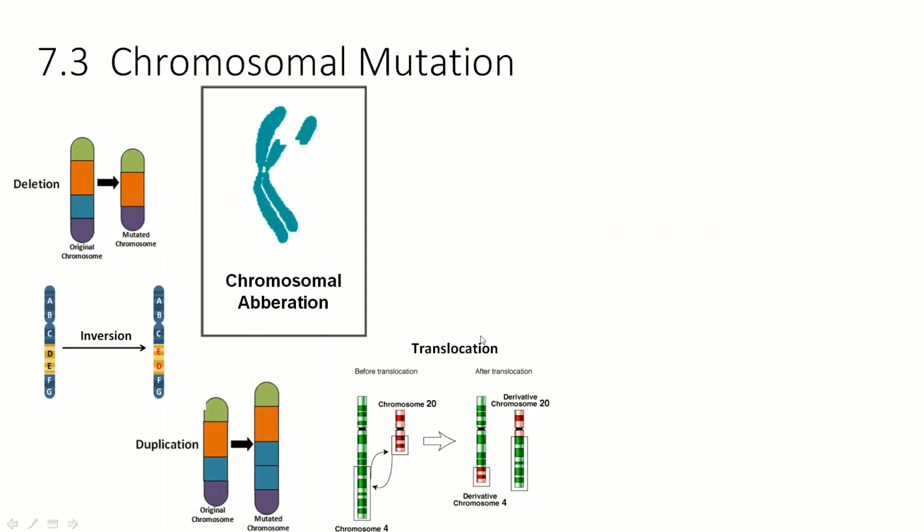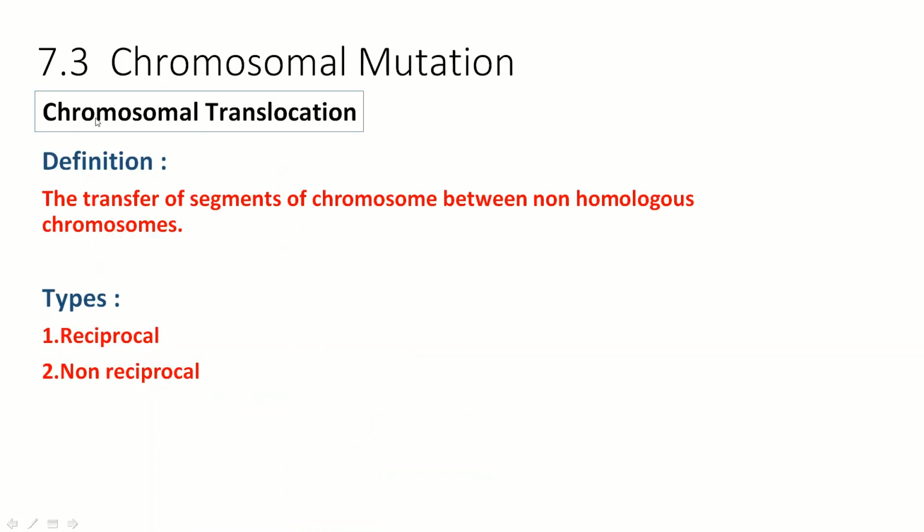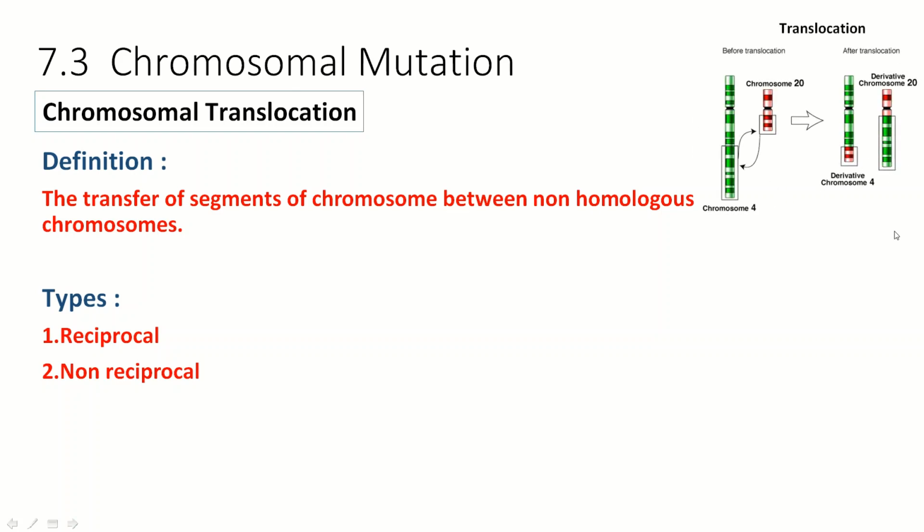Let's have a look at the last type of chromosomal aberration, which is translocation. This is the definition of chromosomal translocation. It refers to the transfer of segments of chromosome between non-homologous chromosomes. As you can see in this picture, the segments are exchanged between chromosome number 4 and chromosome number 20. When you get this exchange of chromosome segments, we call this type of translocation reciprocal.